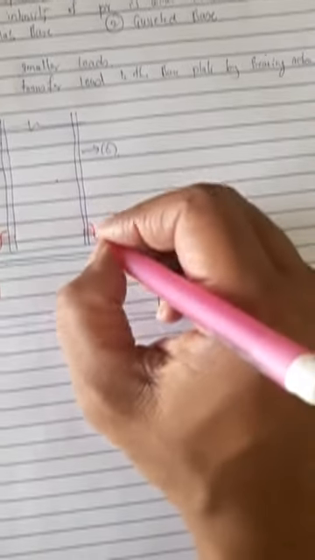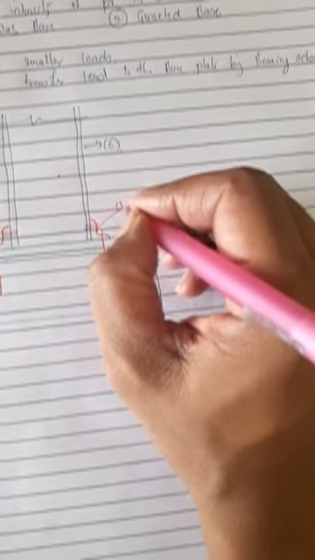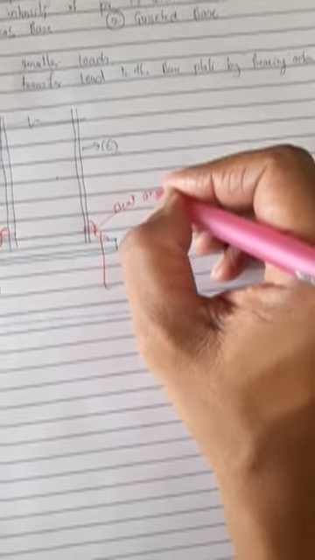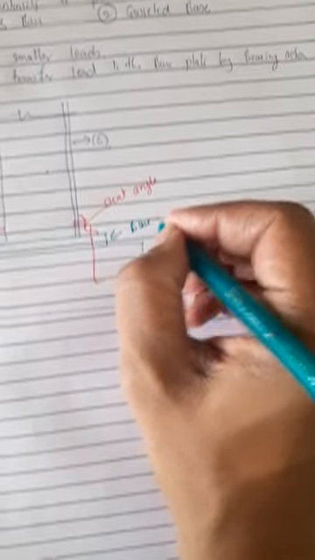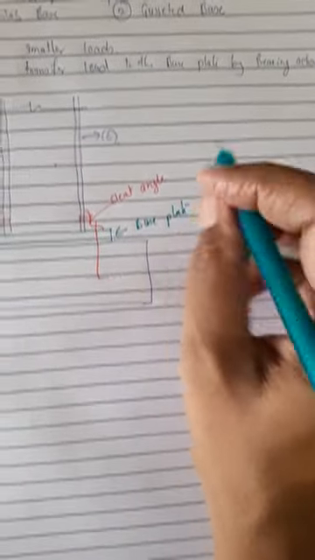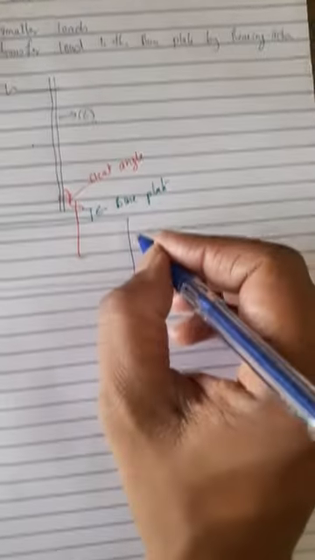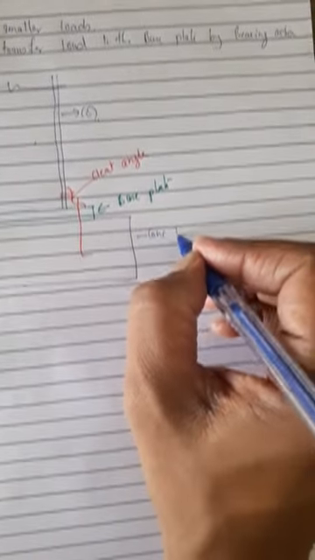So here, this is the column, this is the cleat angle, this is the base plate, and this is the concrete base. Usually this is an RCC concrete base.